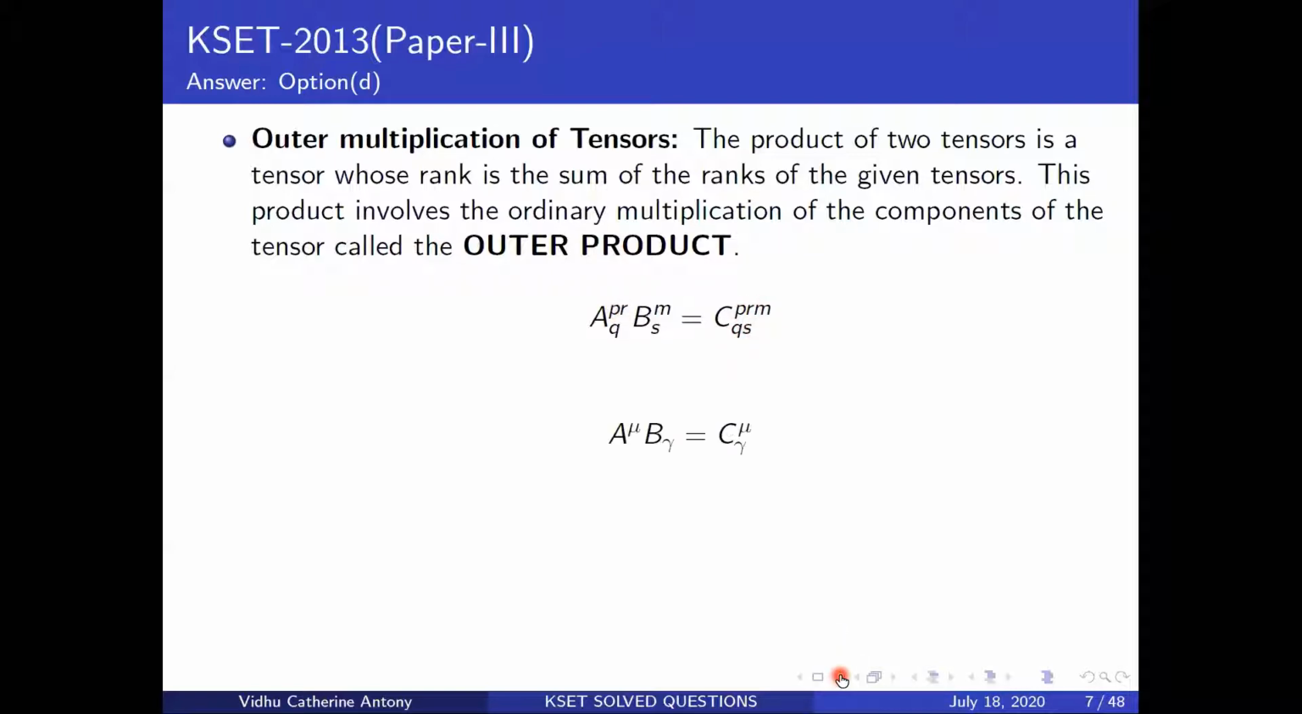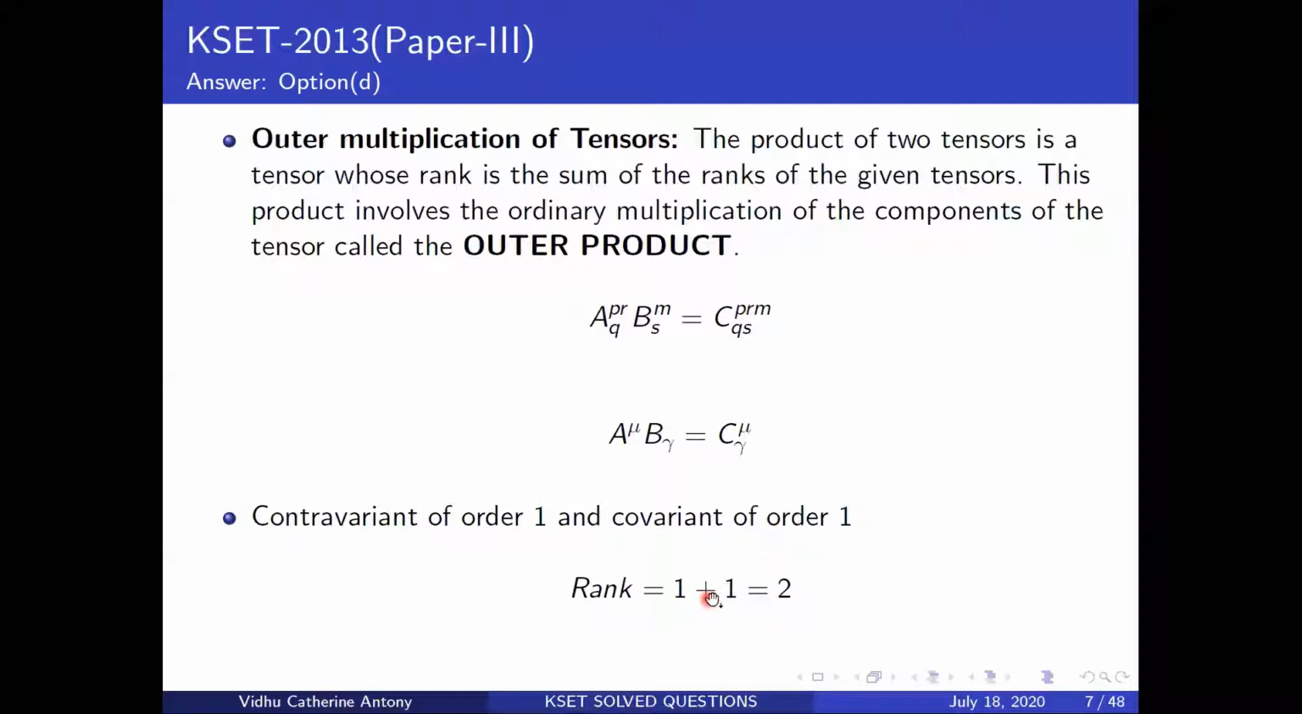Now let's look at this. What was given to you was A mu B gamma, so your product is going to look like this. There's one with a contravariant order and the other with a covariant order: a contravariant order of 1 and a covariant order of 1. Your rank is the sum of those two. So you have a mixed tensor here. It's not entirely contravariant or entirely covariant. It's a mixed tensor of rank 2, which is the last option that you have.